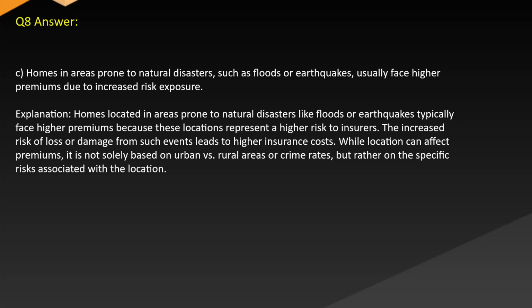Explanation: homes located in areas prone to natural disasters like floods or earthquakes typically face higher premiums because these locations represent a higher risk to insurers. The increased risk of loss or damage from such events leads to higher insurance costs. While location can affect premiums, it is not solely based on urban versus rural areas or crime rates, but rather on the specific risks associated with the location.